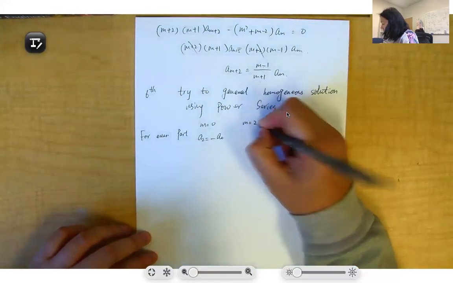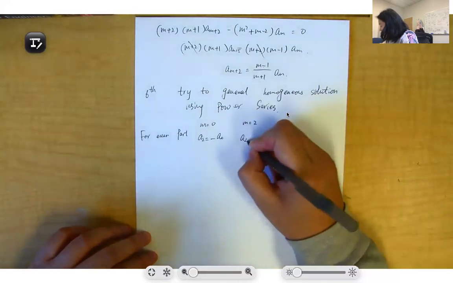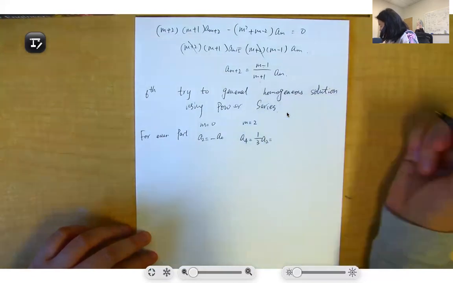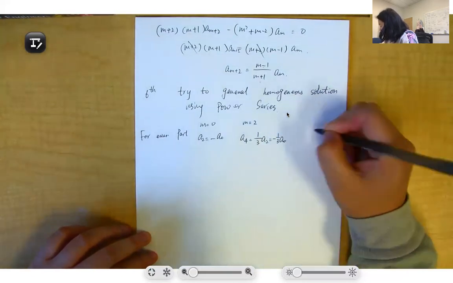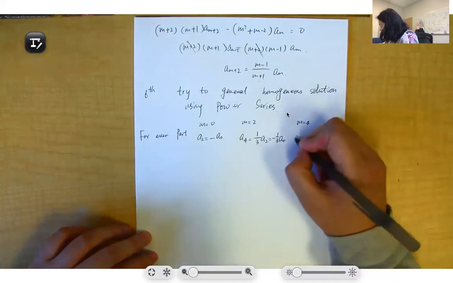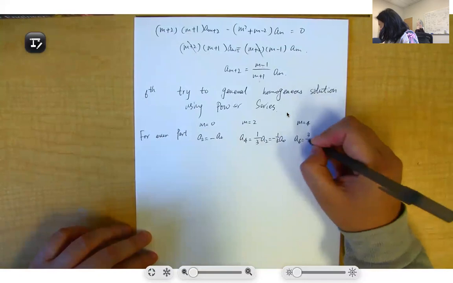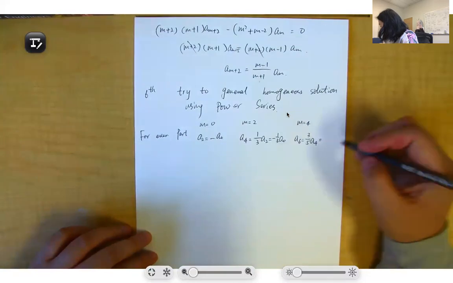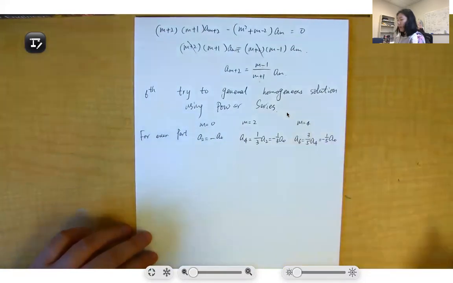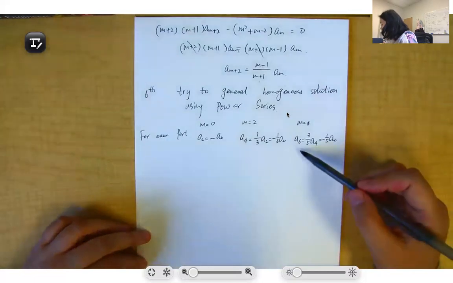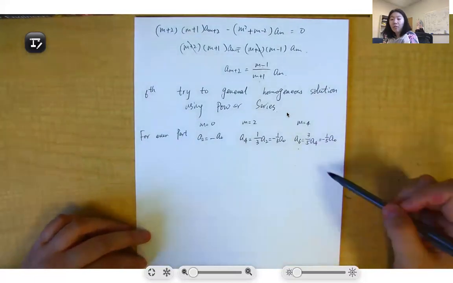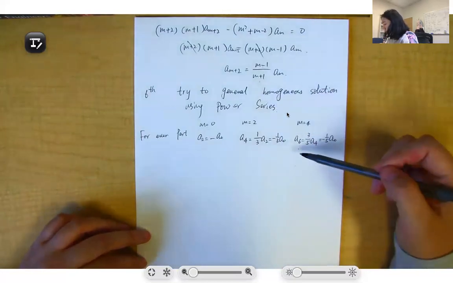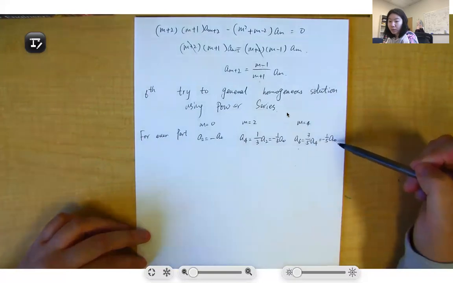The second even number is m equals 2, so a4 equals 1/3 a2, which equals minus 1/3 a naught. For m equals 4, a6 equals 3/5 a4, which equals minus 1/5 a naught. So you can do a8, a10 and solve by this relationship, getting all the even part coefficients expressed in terms of a naught.